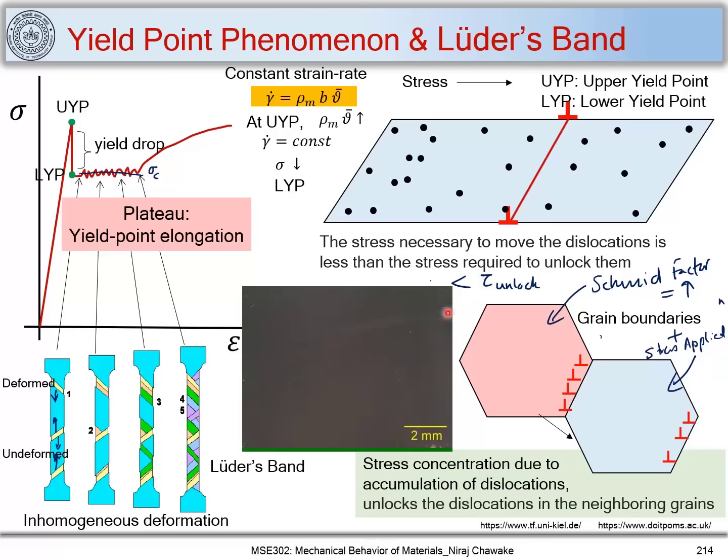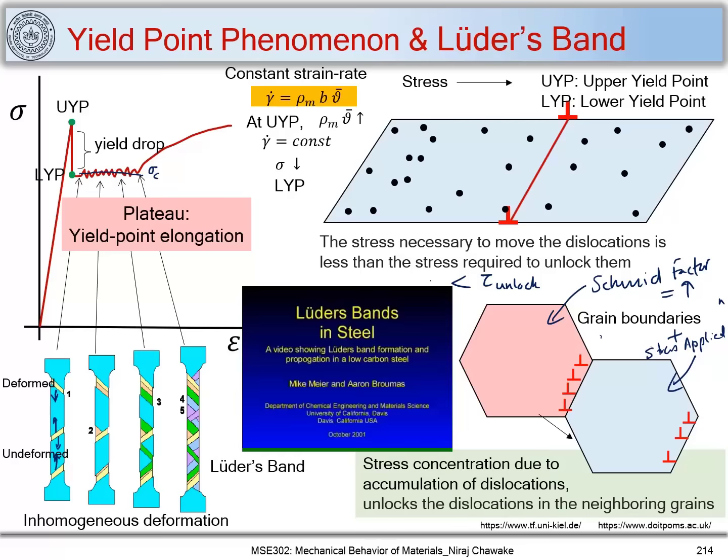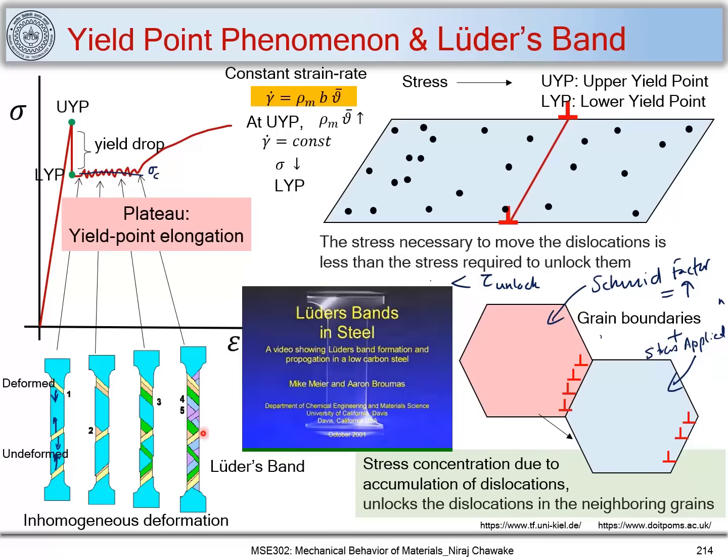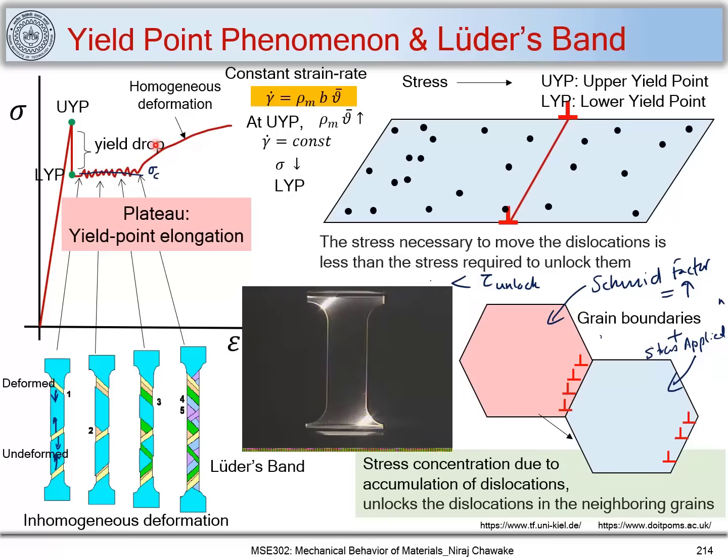Now look at this region where the Luder band has formed. The deformation will be localized in this region, and then it tries to propagate, or tries to assist the deformation in these regions, which are undeformed regions. That's how the Luder bands will propagate. And once these Luder bands cover the entire region of the gauge length, you will have a homogeneous deformation occurring.